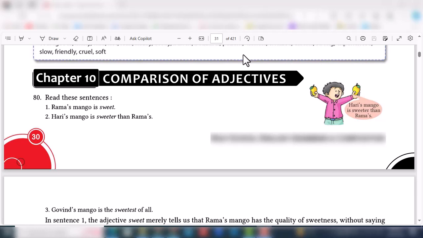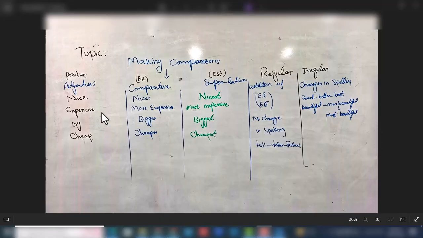Okay, so let's start our today's topic. But before this topic, I want to show you the degrees of adjectives, and then we will start. These are some degrees of adjectives. We can say, in other words, making comparisons with the use of degrees of adjectives means the positive, the comparative, and the superlative degrees, and the regular and irregular degrees of adjectives are also included in this lecture.